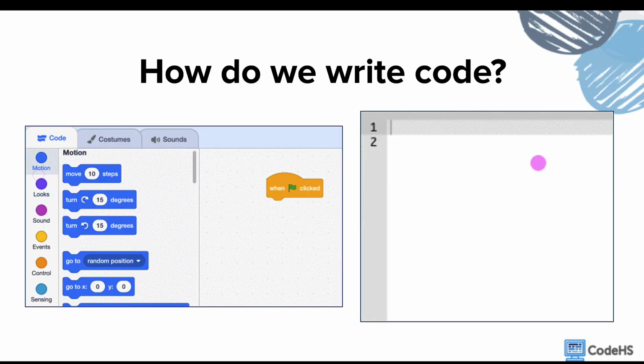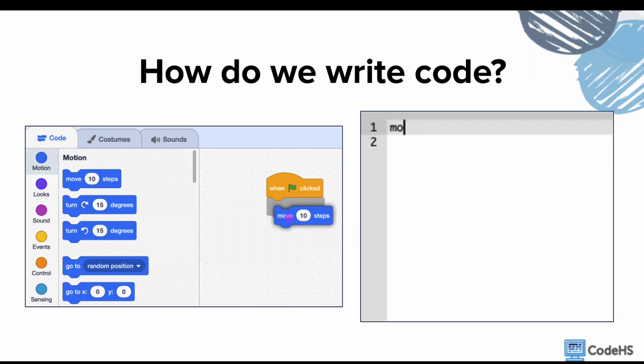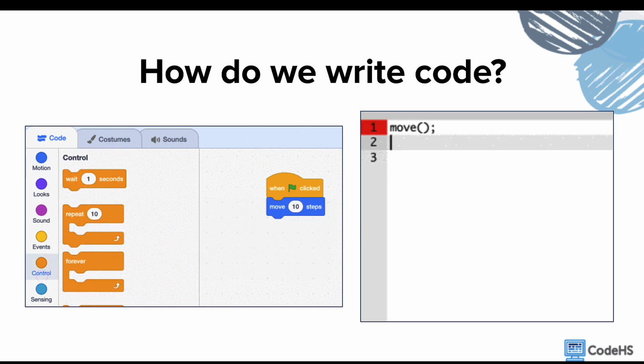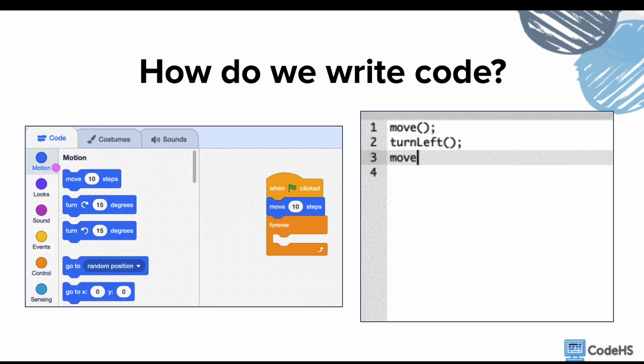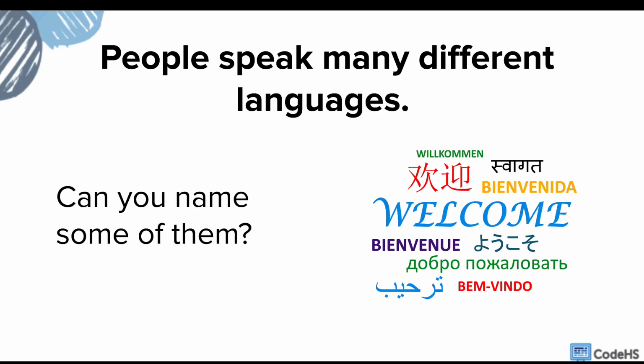So first of all, how do we write code? You might recognize the code on the left, and the code on the right is something that will be familiar soon. So let's talk about the languages that people speak in. Can you think of different languages? We have English, French, Italian, German, Spanish. People speak in many different languages.